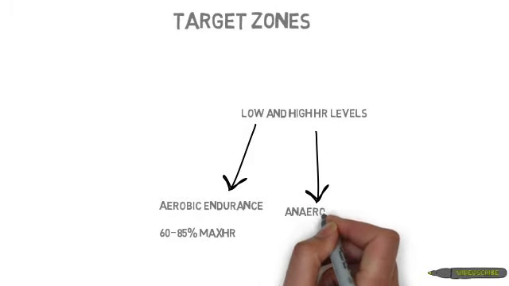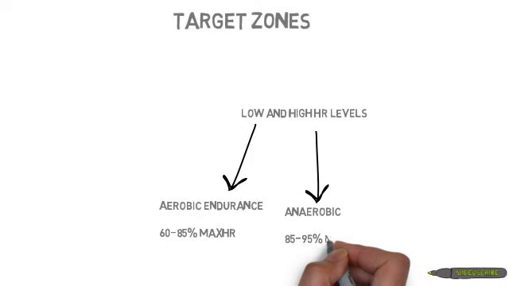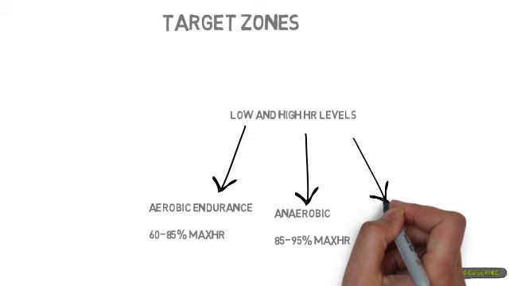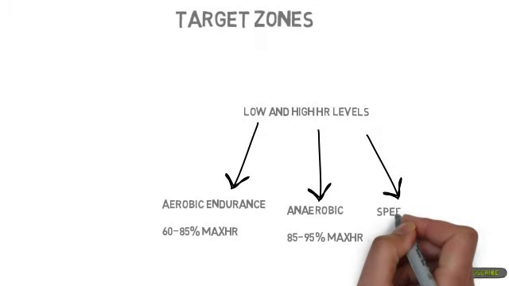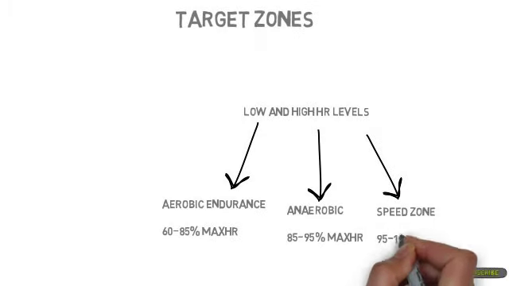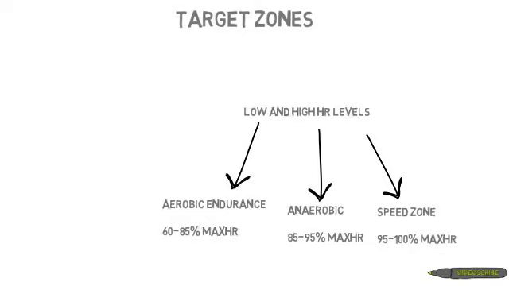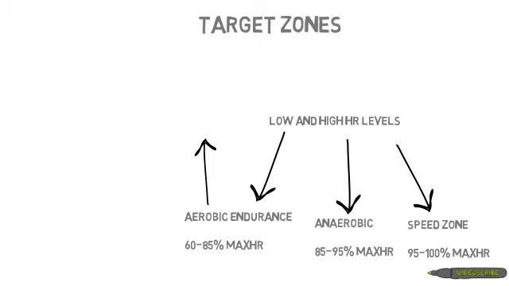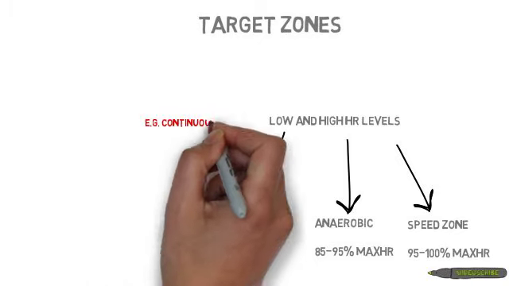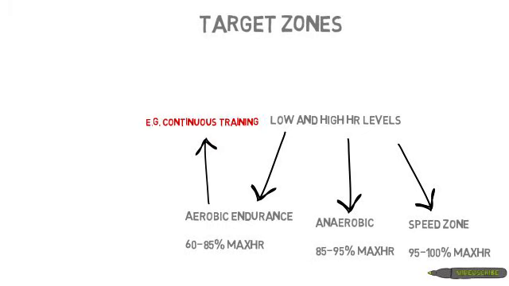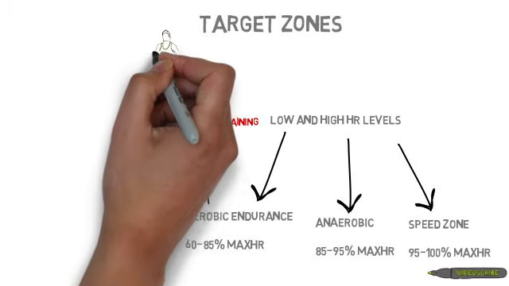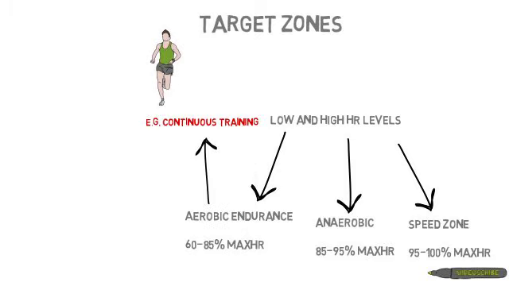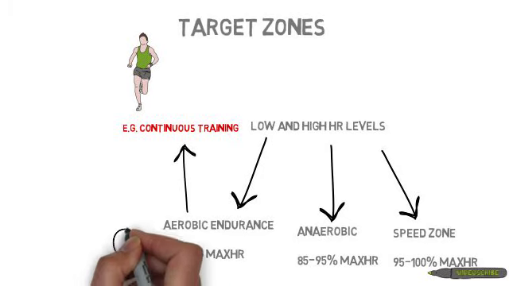Someone looking to train their anaerobic fitness would need to train at 85 to 95% of their max heart rate. Someone looking to train in the speed zone would look to work at 95 to 100% of their maximum heart rate. In a later video we will address the types of training that facilitate these training zones. An example for aerobic endurance would be continuous training, as you'll be working for 30 minutes at moderate intensity without any rest periods. This would facilitate the heart rate being at 60 to 85% of its max.